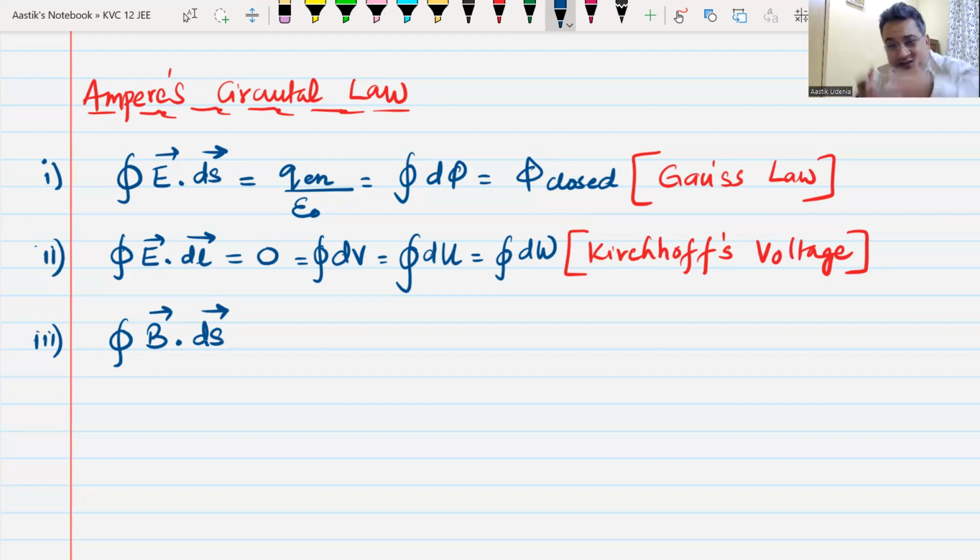Integral of B dot ds, the surface integral of B dot ds over a closed surface. How much is that? Magnetic flux over a closed surface is always equal to 0. The magnetic flux over a closed surface will always be equal to 0. This is known as Gauss law for magnetism.